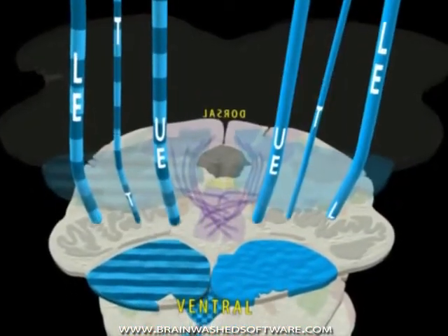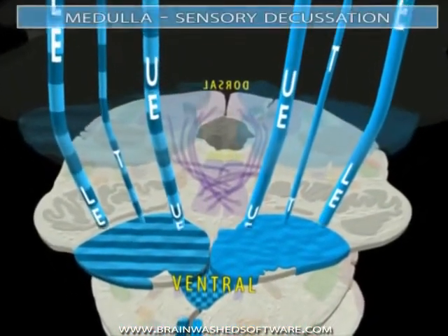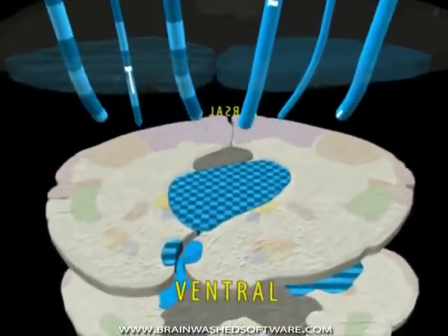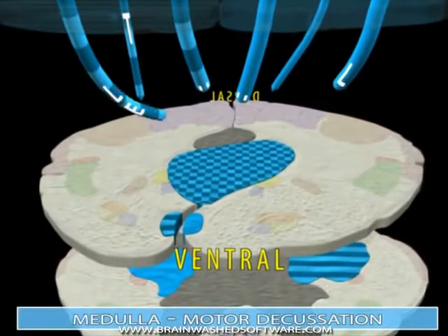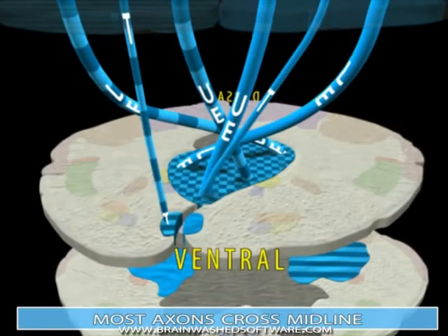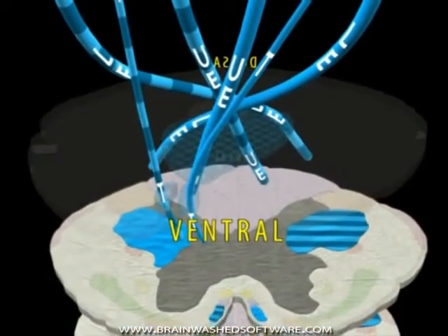At the most caudal portion of the medulla, most of the fibers begin to course dorsally and cross the midline. This is known as the motor decussation. Note that some axons do not cross the midline. The fibers that have crossed enter the lateral portion of the spinal cord and are known as the lateral corticospinal tract.